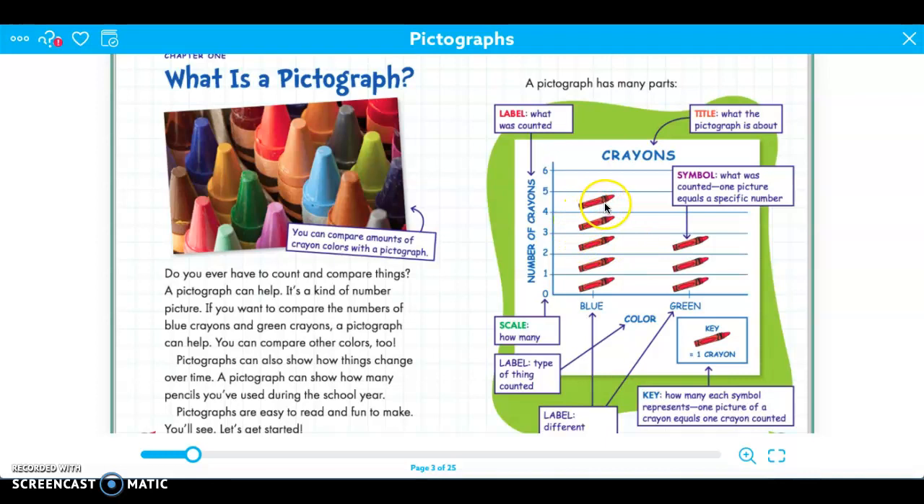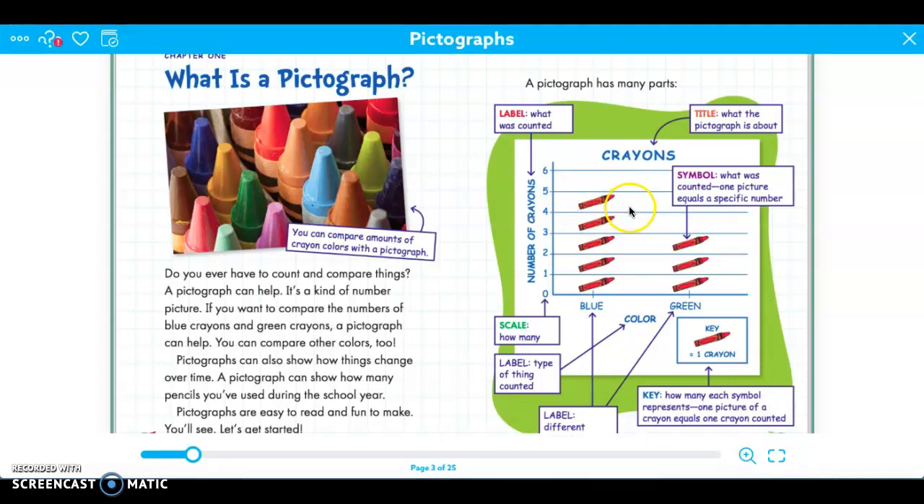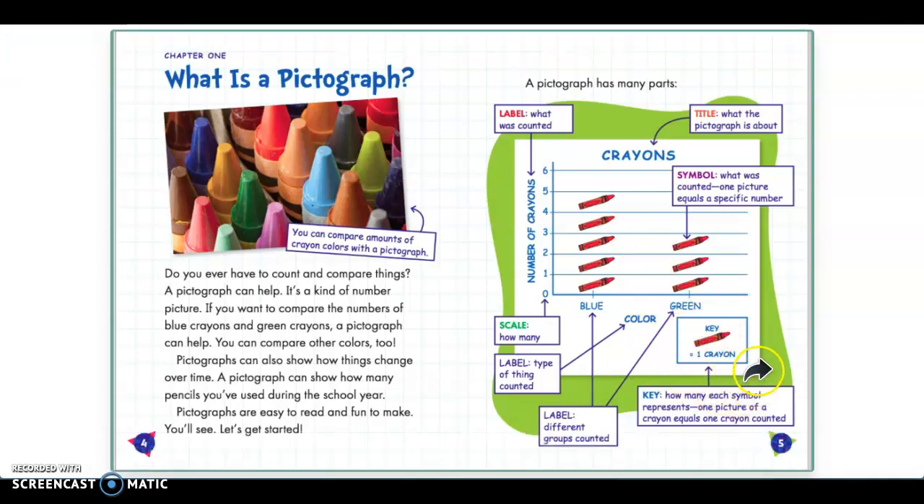So this graph is about crayons. So the person that created this graph decided that they wanted their picture to be crayons for this. The second thing about a picture graph that is different from a bar graph is the most important thing, which is the key. All picture graphs will have a key. The key is the most important part because it tells you what each symbol represents.